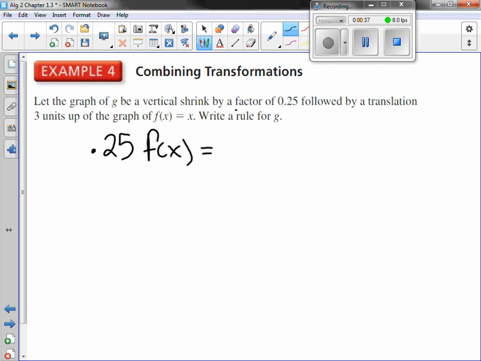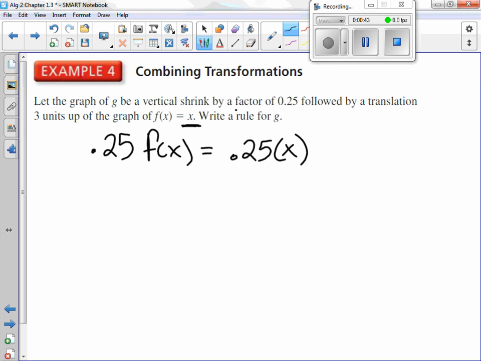Well, what is f of x? F of x is just x. So we replace f of x with x, so we do 0.25 times x. Well, what is 0.25 times x? It's just 0.25x. So our new function is 0.25x after our first vertical shrink by a factor of 0.25. That's all we had to do.